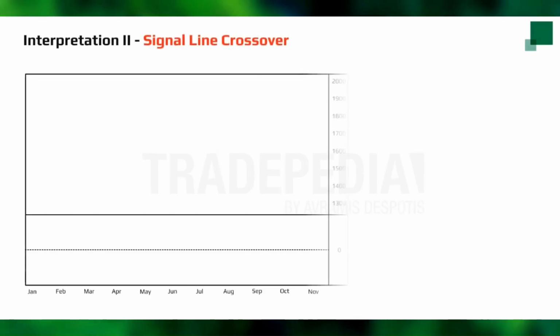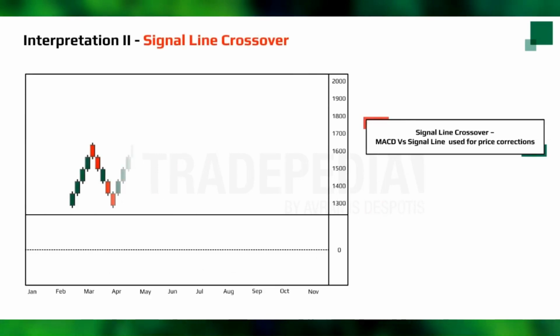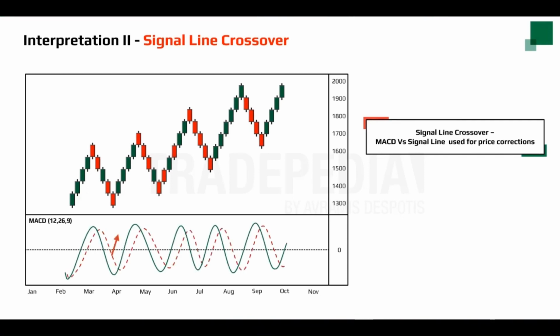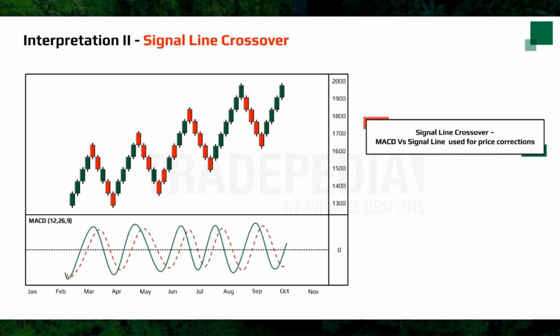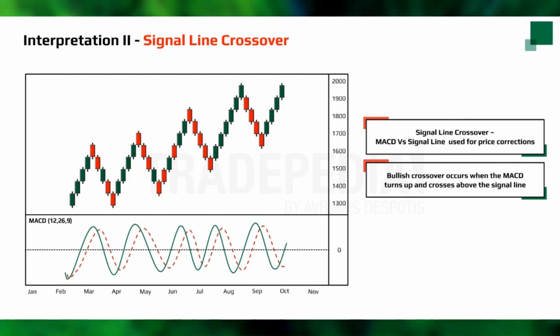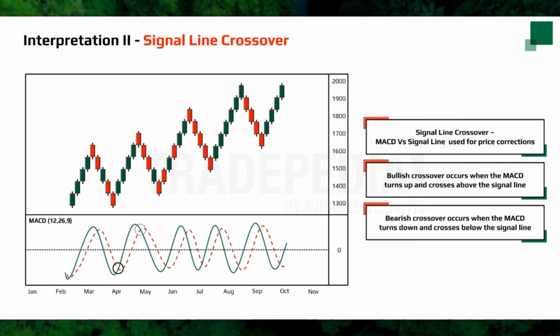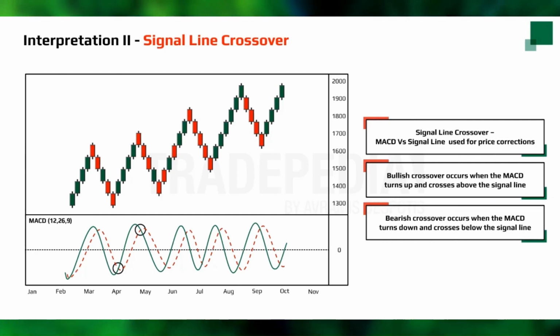Another interpretation is the signal line crossover, which refers to the MACD versus the signal line and is used for potential price corrections. A bullish crossover occurs when the MACD turns up and crosses above the signal line, anticipating a potential break above the center line, while a bearish crossover occurs when the MACD turns down and crosses below the signal line.